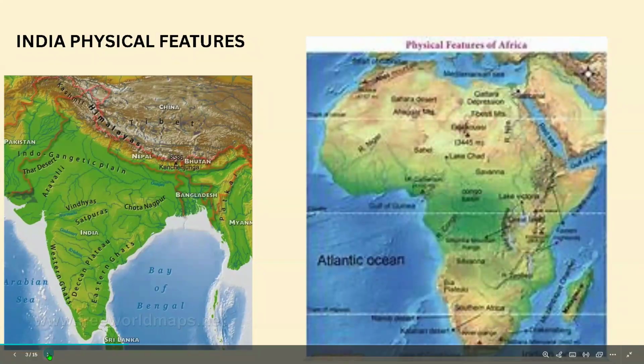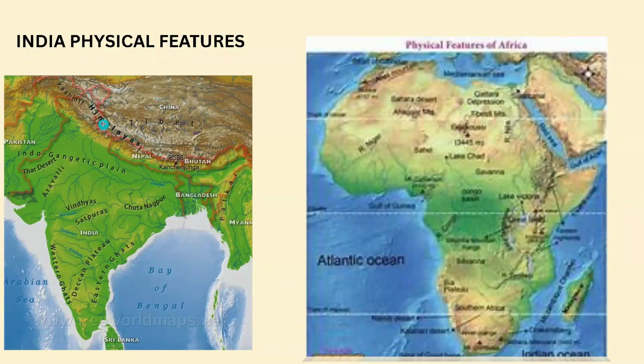What are the physical features of India and what are the physical features of Africa? We have the Himalayas, the Kashmir Himalayas here. Because of their altitude, we find snow or ice on the top of these mountains. And because of these mountains, the winds which are blowing from China, Siberia, and Tibet are blocked here. So we are protected. Otherwise, India also would have been frozen. So because of these Himalayas, we are protected.